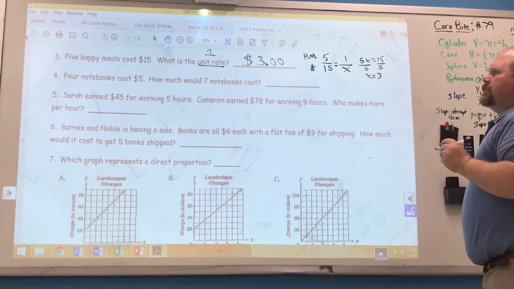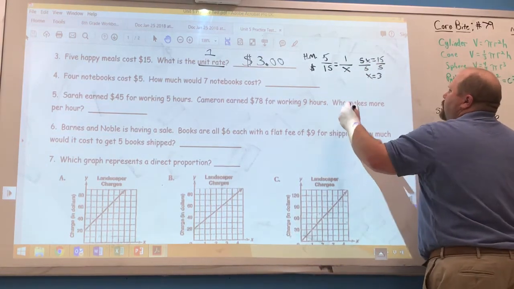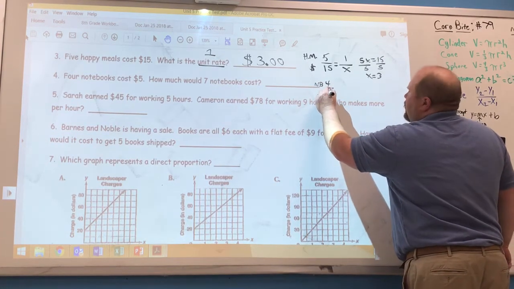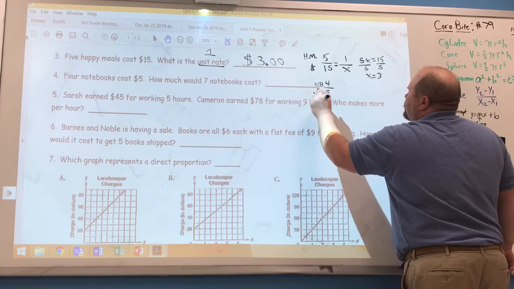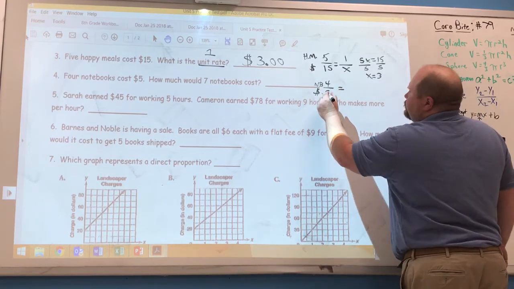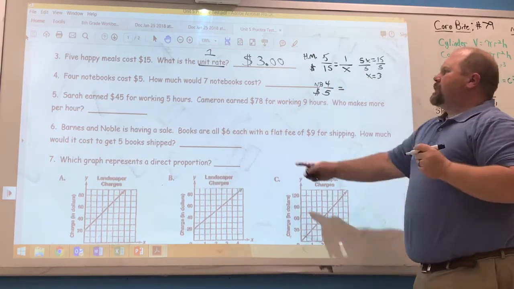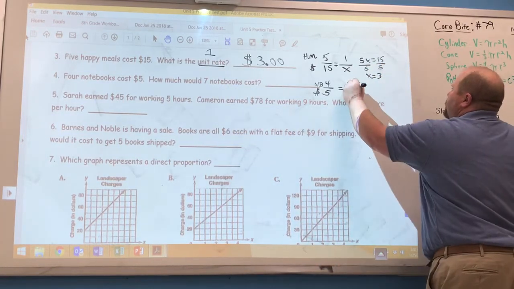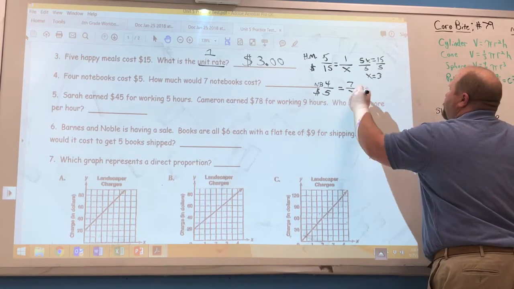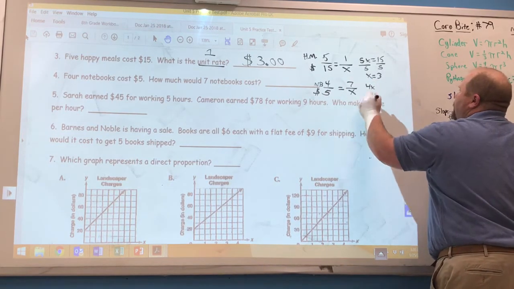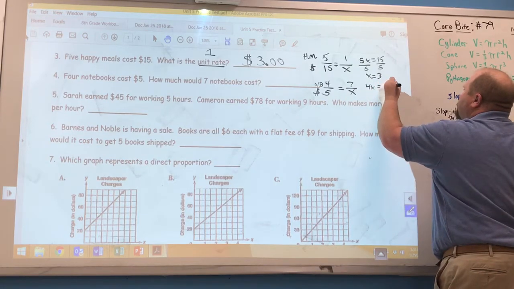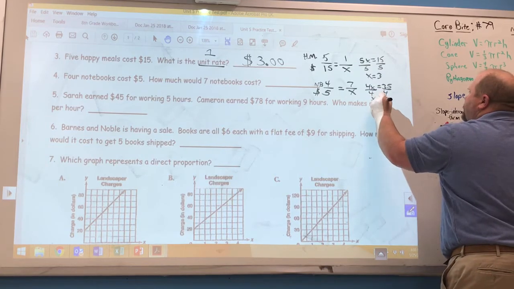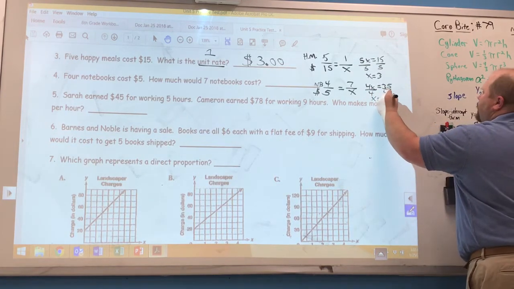Alright, problem number 4. 4 notebooks cost $5. So I'm going to have 4 notebooks, I can call those NB, is $5. So on the bottom I've got dollars. Equals. So I've got 7 notebooks here in the rest of the sentence. 7 notebooks. I see that I've got notebooks on top, so that's where my 7 is going to go. X on the bottom. 4 times x is 4x. 5 times 7, because we're cross multiplying, 35. And we got to divide both sides by 4. X equals 8.75.